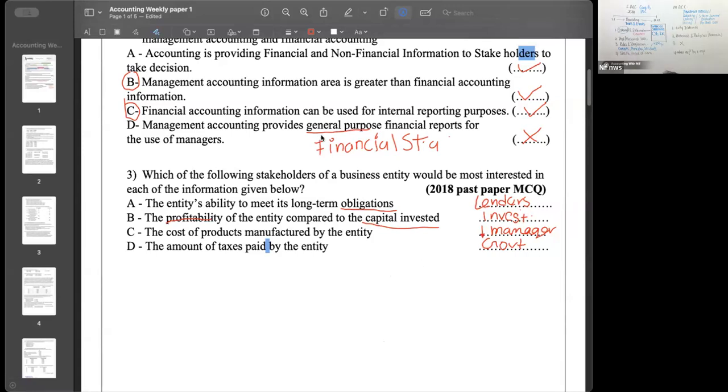Right, I think most of you have basically. So why won't owner come? Yeah, for profitability, you can say owner as well. Okay, owner, investor, both are correct, Umair. You can say both.